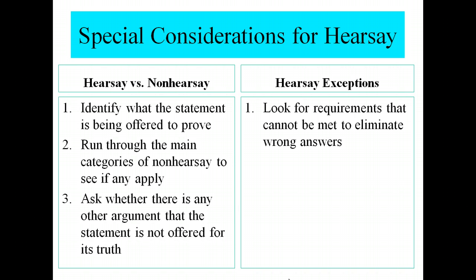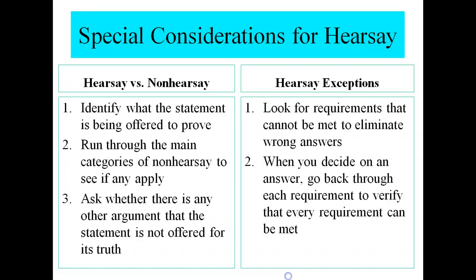If you're trying to choose between hearsay exceptions, the key is to look for requirements that cannot be met to eliminate the wrong answers. You need to know the requirements of each hearsay exception well enough that as you consider each possible answer, you can go through and tick off each hearsay requirement and see whether it's met on the facts given. When you decide on an answer, go back through and do a double check to be sure that each requirement of that particular exception can be met on the facts given.